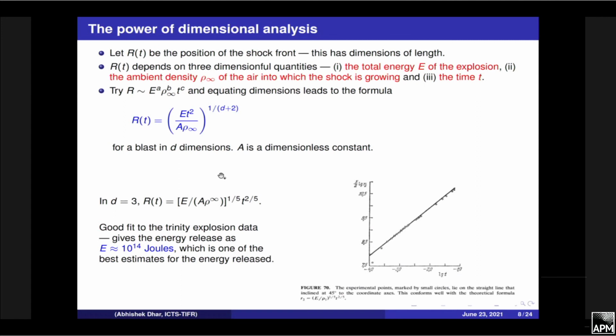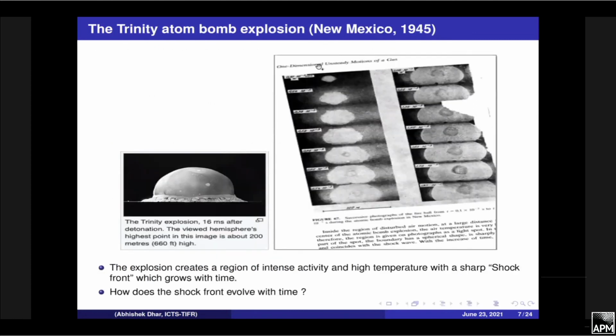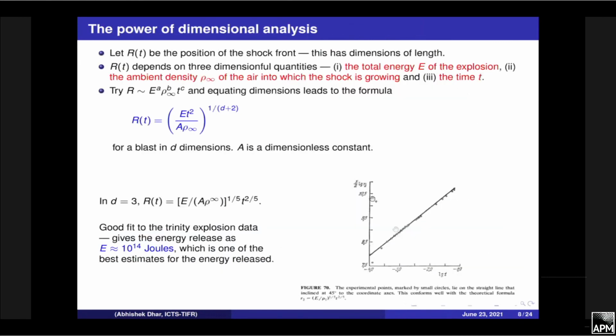So the radius grows with time as t to the power 2 by d plus 2, where d is the dimension in which we are working. One can do this analysis in any dimension. In particular in 3 dimensions, you find that the radius goes with time sub-ballistically. It's quite slow, t to the power 2/5. It's even slower than diffusion. And in fact, from the data that you can get from here, you can verify that it fits very well to this observed form.